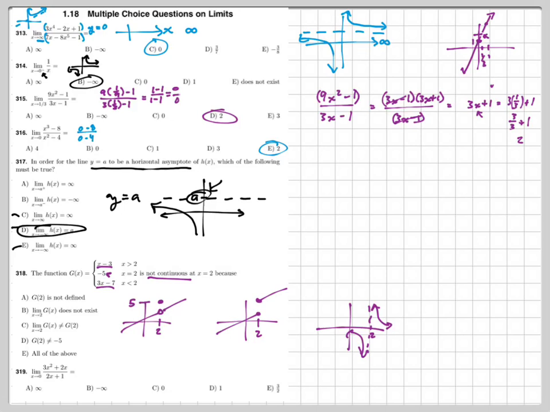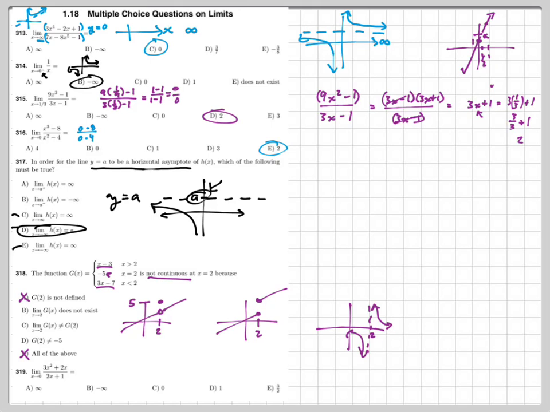This says g of 2 is not defined. Now this is not true because if you do plug in a 2 in there, it says when x equals 2, we get negative 5. Therefore, it is defined. So A is definitely not going to be a right answer, which also eliminates E, which is all the above. The next one says, as x approaches 2, the limit of g does not exist.